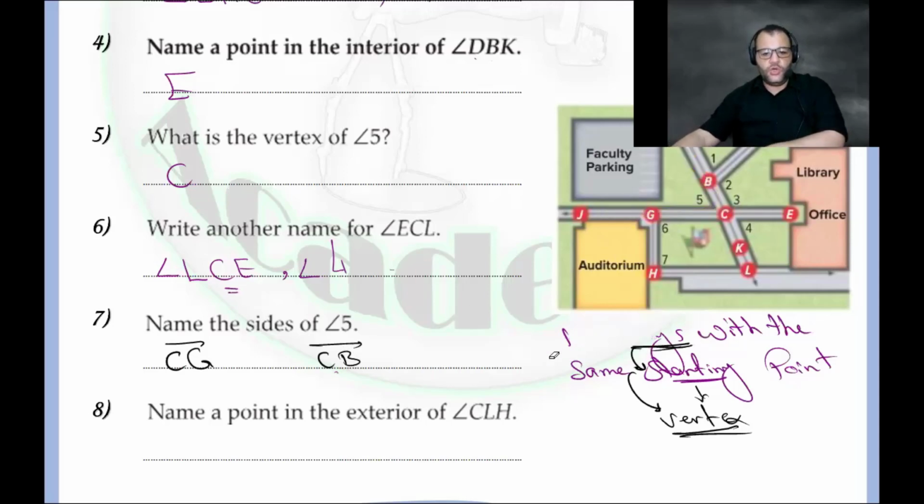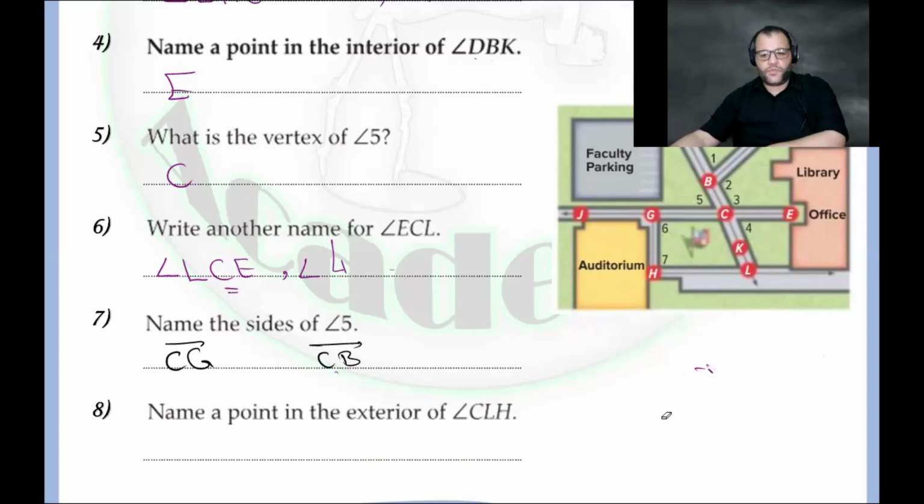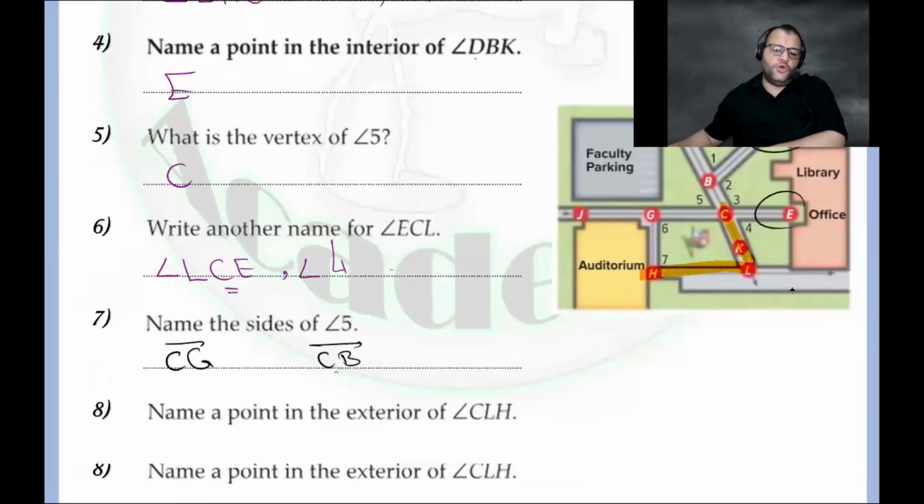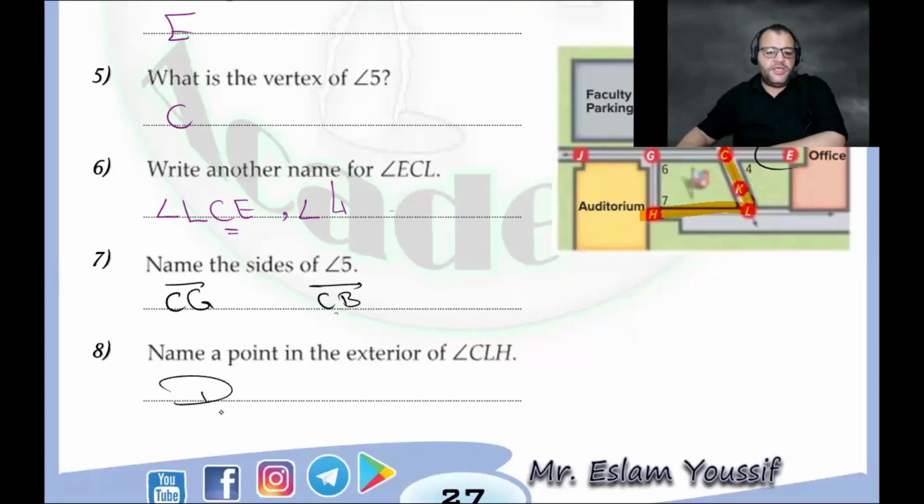Yes. Okay. We need to name all of the exterior points for CLH. Exterior: G and J. Exterior is D and E. Both of them are exterior. If you say D, it's right. If you say E, it's right.